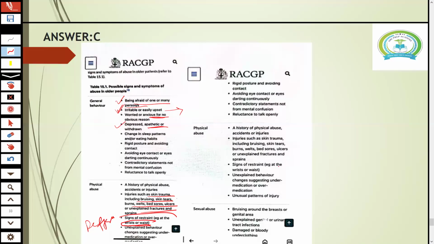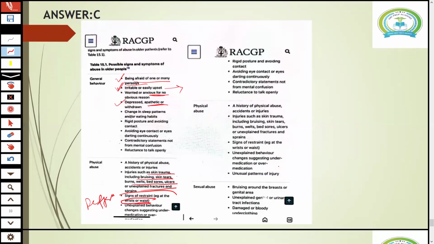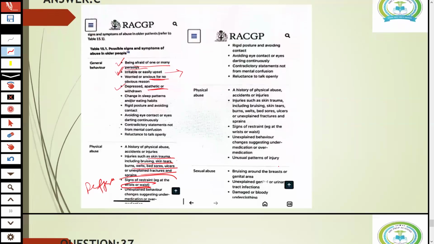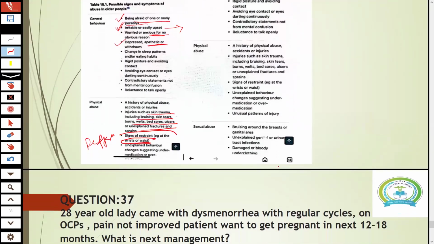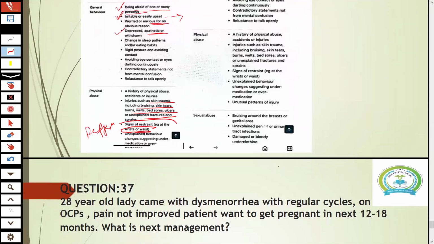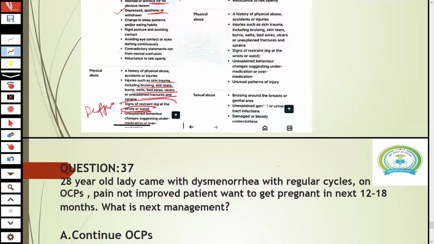So just go through this PDF in your own time when we upload it on the website. You can read it and you will get the concept in much detail. Okay, last question for tonight.